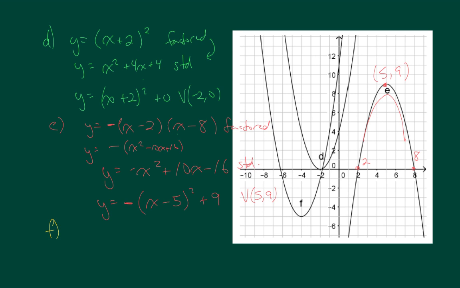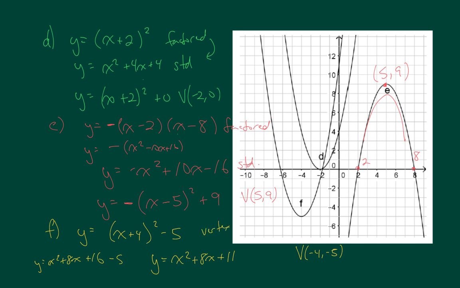Since it looks like this thing has a vertex at -4, -5, then when I fill in vertex form, it must be opposite sign, x plus 4, same sign, -5. Now, if I need standard form for this, I'm just going to FOIL that out. So y equals x squared plus 8x plus 16 minus 5. Therefore, y equals x squared plus 8x plus 11, it looks like. And this would be vertex form, and this would be standard form.